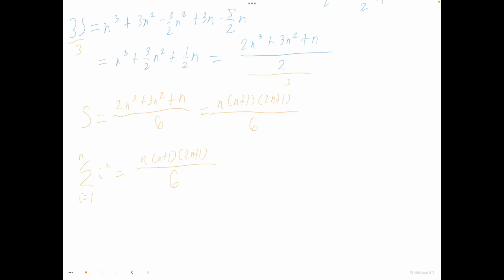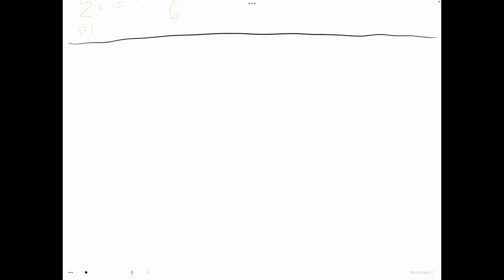And so this gives us a shortcut to add up the first n perfect squares. Admittedly, this formula is more complicated, but we were able to compute it all the same. Now let's summarize what we've done with these formulas. And so we found the following formulas.